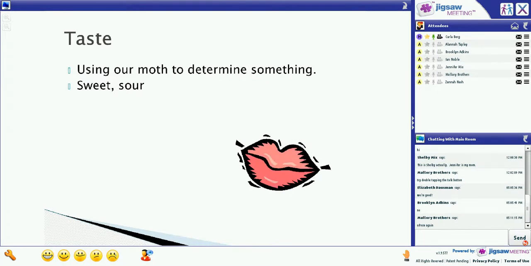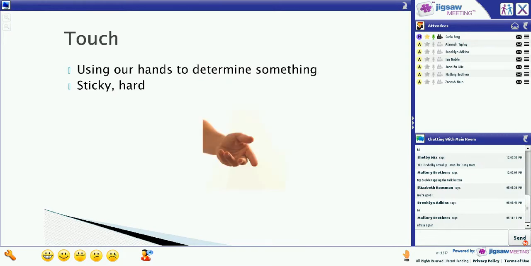Taste. Taste is definitely a sense that we use. I can taste that my coffee is sweet when I put creamer in it. Or I can taste that a Sour Patch Kid is sour. Again, not an observation or a sense that we use often in science. You don't want to be tasting chemicals. Most of them will make you sick. Touch. We can use our hands to determine if something is sticky. I know the desk I'm sitting at is hard because of my sense of touch.